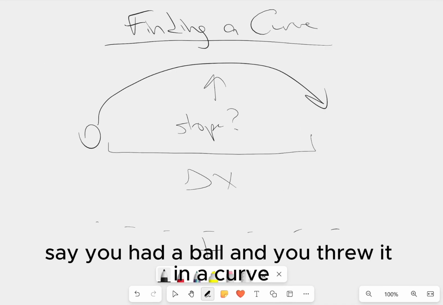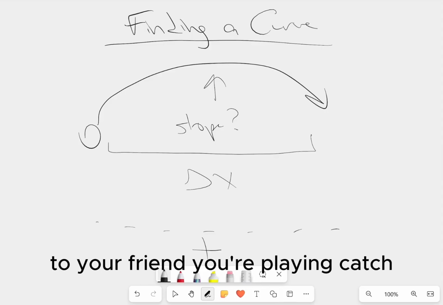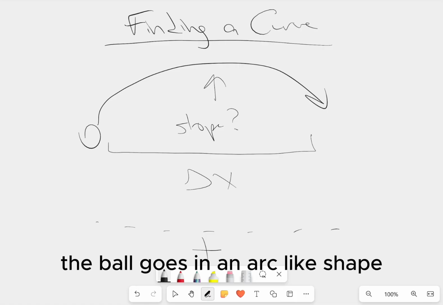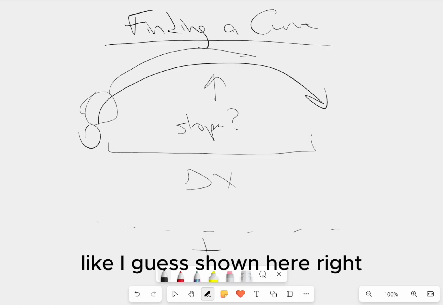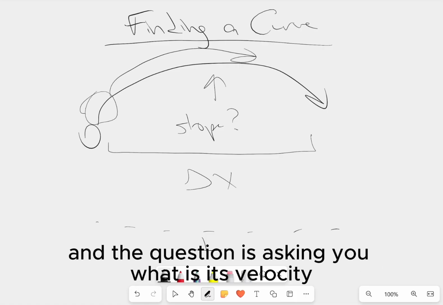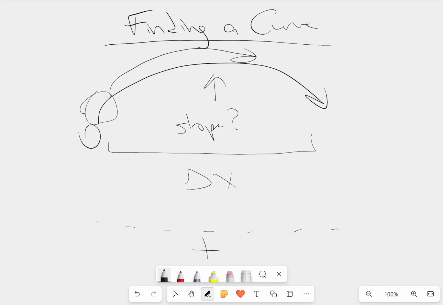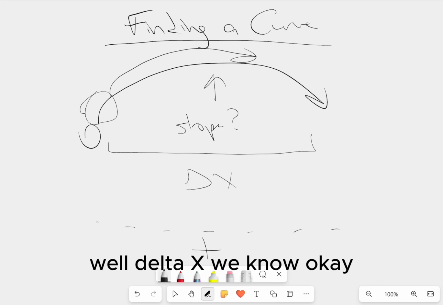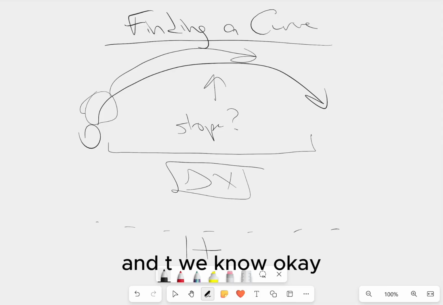Say you had a ball and you threw it in a curve to your friend. You're playing catch. The ball goes in an arc-like shape, like I guess shown here, right? And the question is asking you, what is its velocity? Well, delta x we know, okay? And t we know.